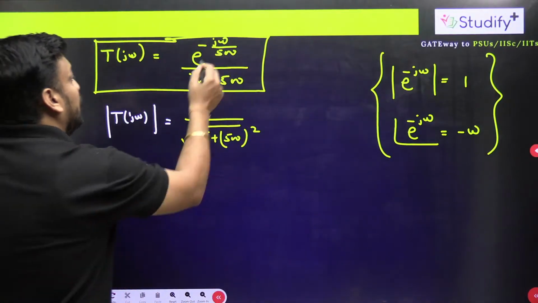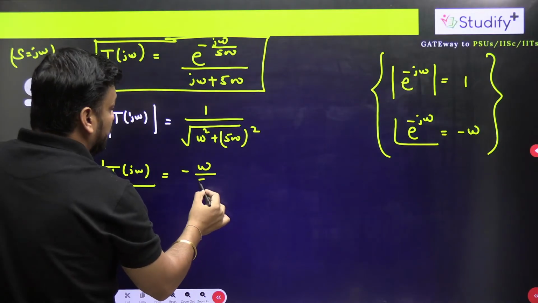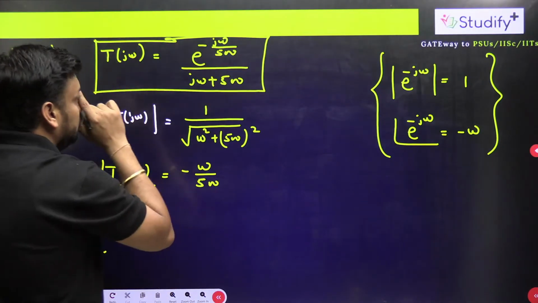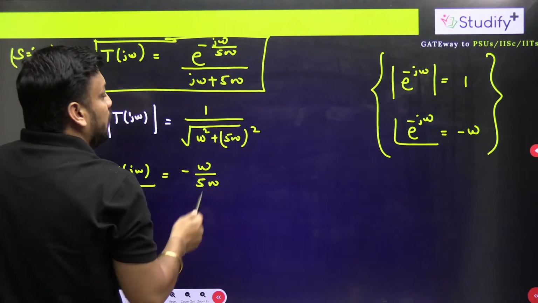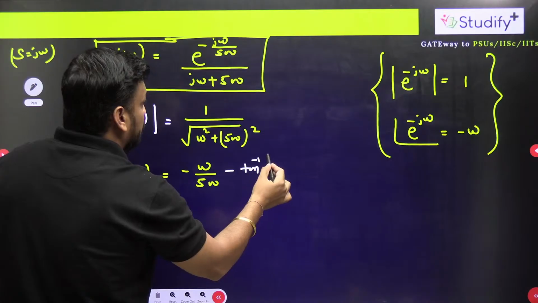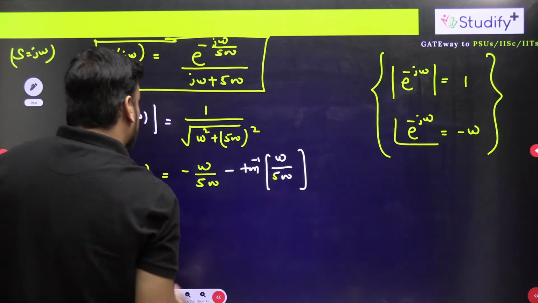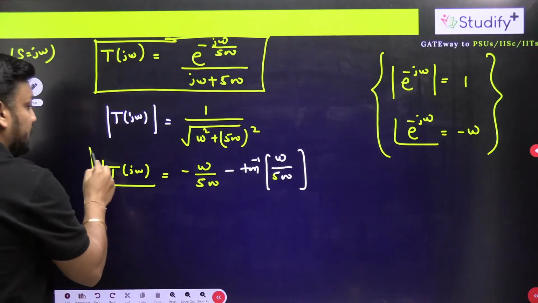Chalo. Now tell me, what is the angle here? The angle is nothing but minus omega upon 500, because the j multiple is the angle. What is the angle of the denominator? The angle is tan inverse omega upon 500. So when it shifts, it becomes minus tan inverse omega upon 500. Is it clear? Now what is the examiner asking? The examiner is asking for the angle.